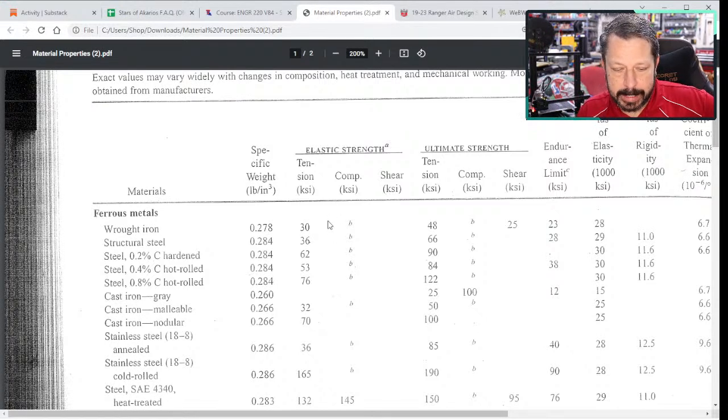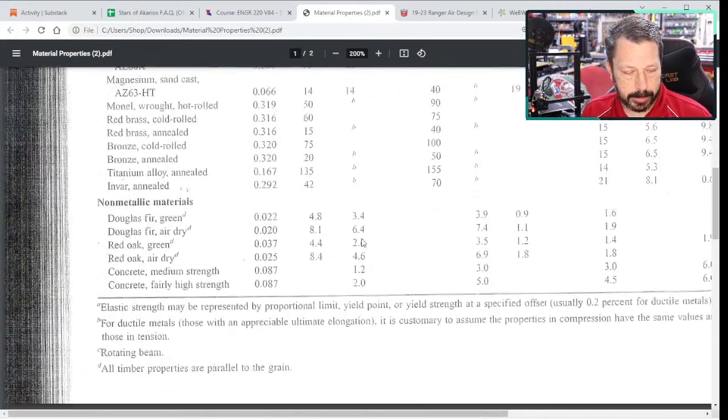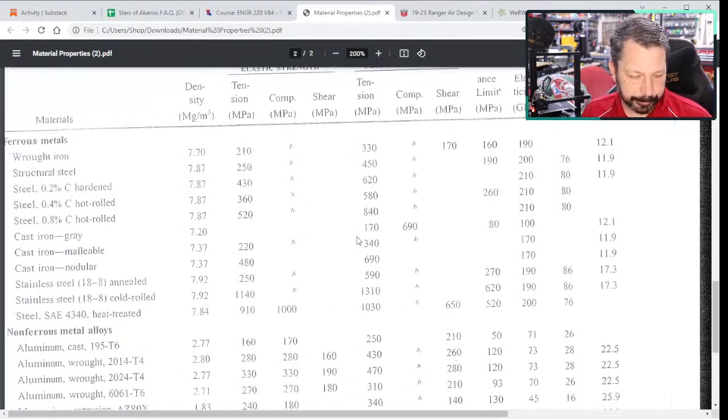So you see all nice and even numbers here. So if I took the 48 KSI from this one and translated that over to pascals or megapascals for the metric one, I'm not going to get the same thing that's in the metric chart. So whenever you're working WebWork or exam problems, just go to the right chart. Don't try to convert between the charts. So we need this chart.